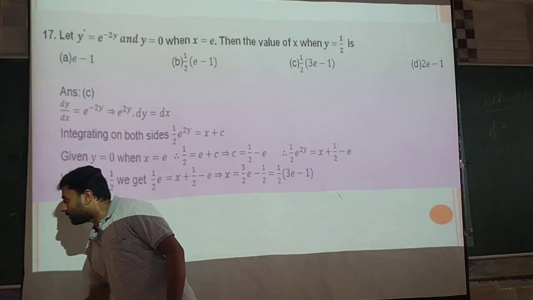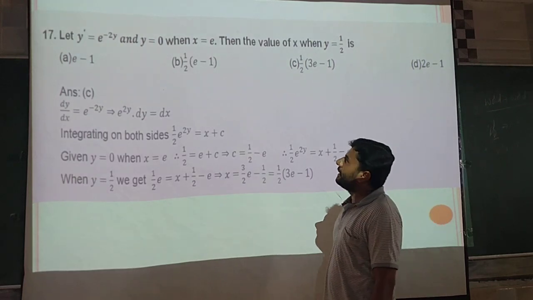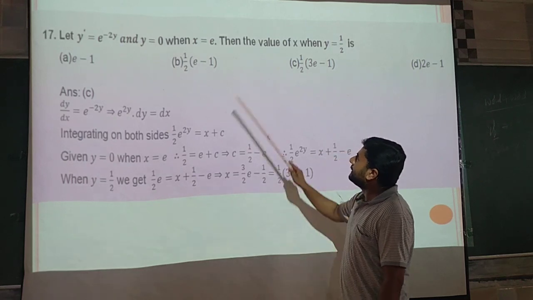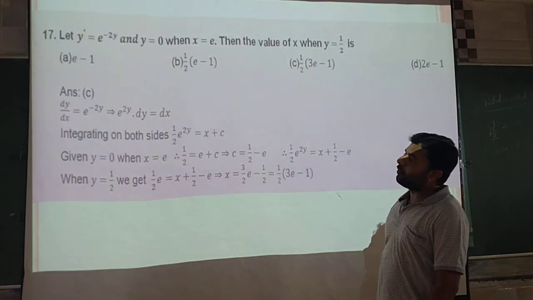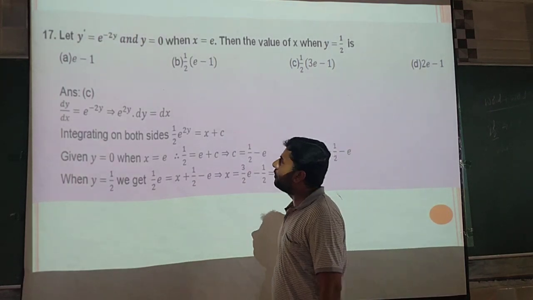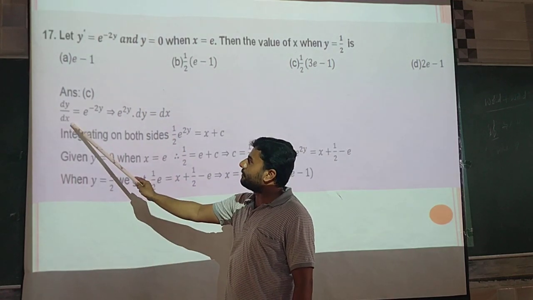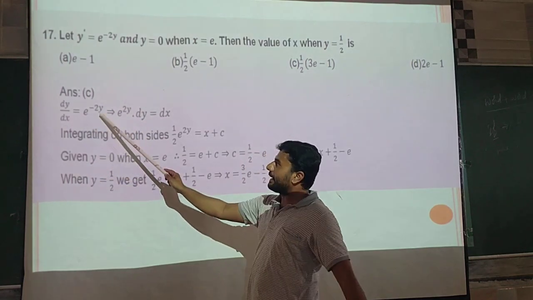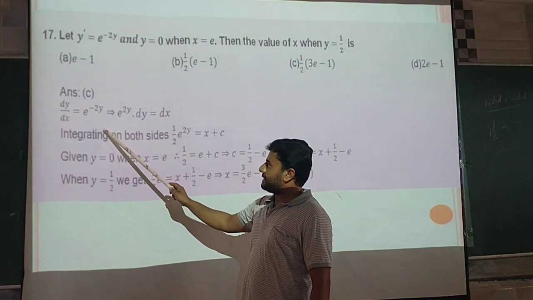Okay, next question, let's look. Let y dash is equal to e power minus 2y, and when y is equal to 0, x is equal to e. Then find the value of x when y is equal to 1 by 2. Here the given differential equation is y dash, which is nothing but dy by dx, is equal to e to the power of minus 2y. Applying laws of indices, 1 over e power 2y.